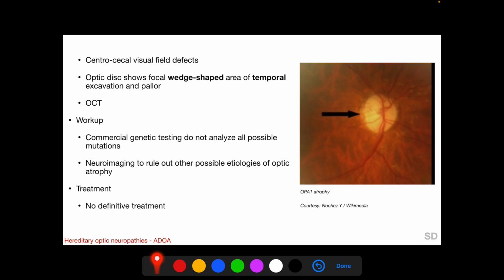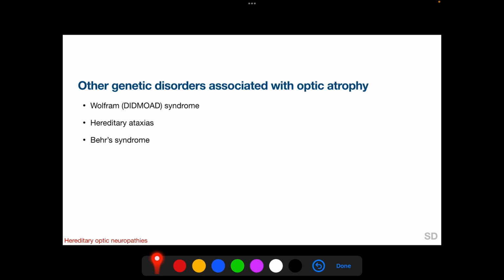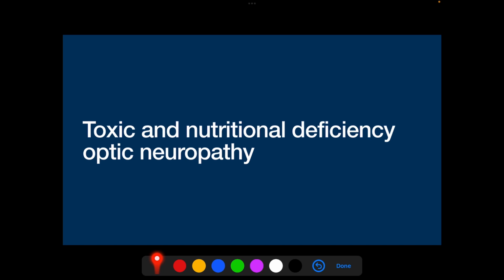Commercial genetic testing does not analyze all possible mutations responsible for ADOA, and neuroimaging is indicated to rule out other possible etiologies of optic atrophy, and there is no definitive treatment yet for ADOA. There are other genetic disorders associated with optic atrophy, but in these the optic atrophy is associated with other non-ophthalmologic systemic signs and symptoms, such as Deadwood syndrome, hereditary ataxias, and Bird syndrome.